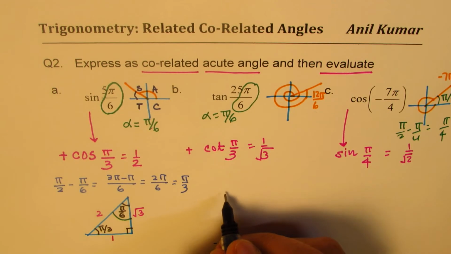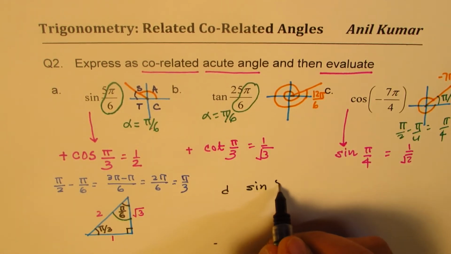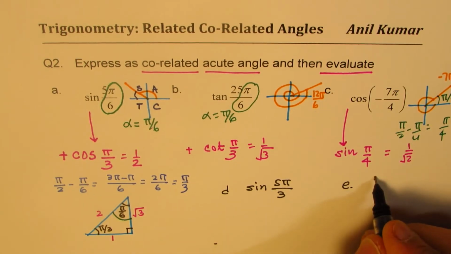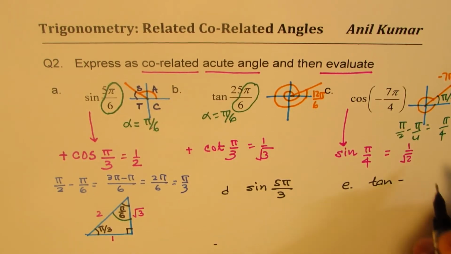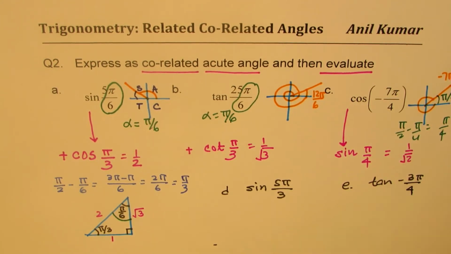Now practice question for you, D. You can find for sine 5 pi by 3, right? And let's add one more, tan of minus 3 pi by 4, okay? So those could be your practice questions. Now let's take a short break and then get back to question number 3.